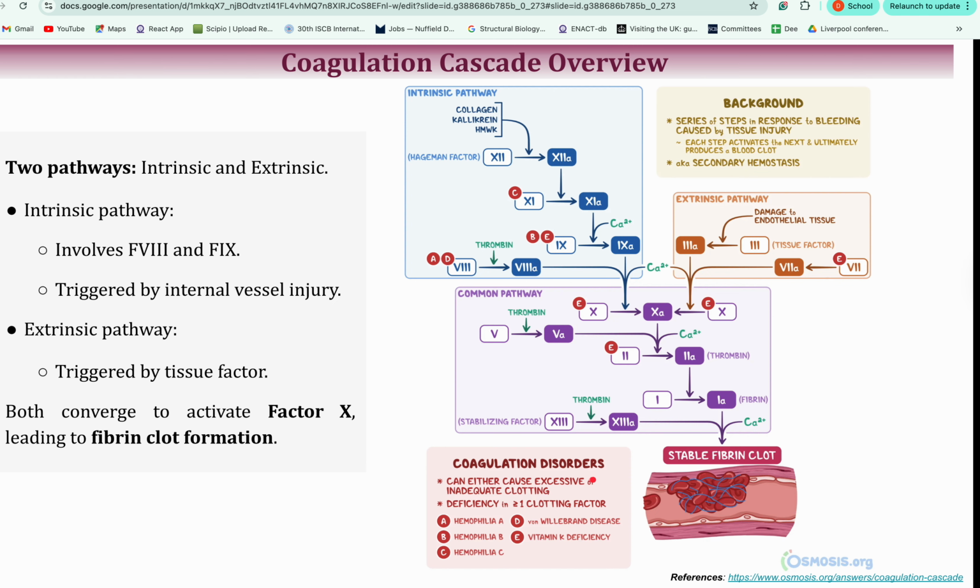So coagulation disorders can cause either excessive or inadequate clotting. Deficiency in one or more clotting factors leads to hemophilia A, hemophilia B, hemophilia C, von Willebrand disease, and vitamin K deficiency.